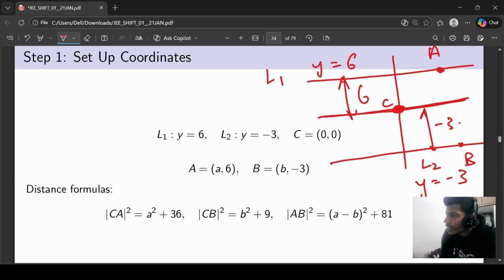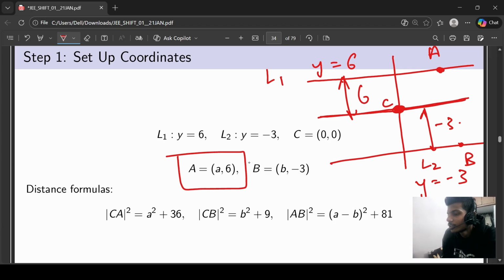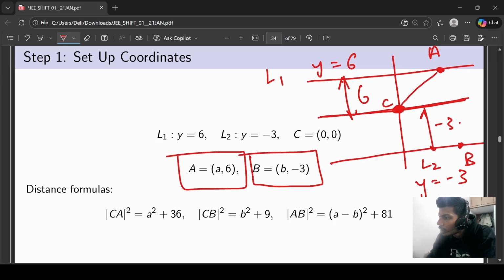The point A is on y is equal to 6, so this is simply the coordinate for point A, and this is the coordinate of B, as it lies on y is equal to minus 3. As of now, clear? We are going to find the length of AC, the length of BC and the length of AB. We know we are going to make an equilateral triangle, and by the use of this property I can find the values of A and B.